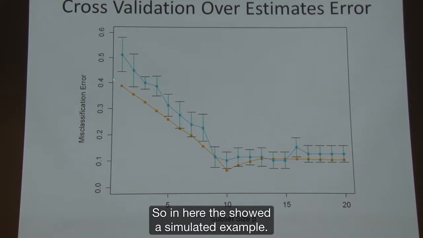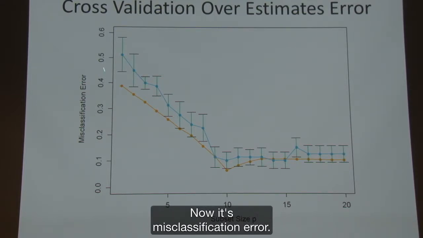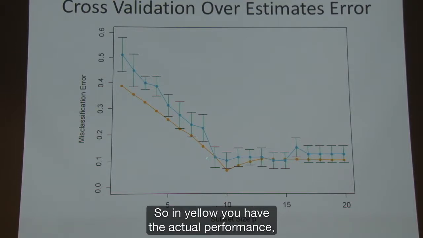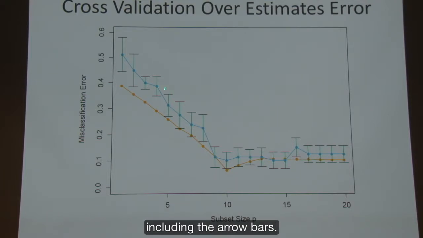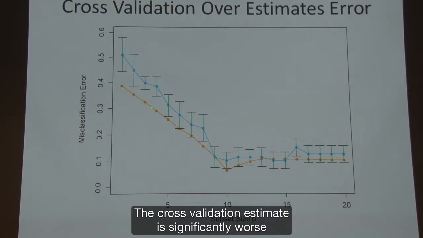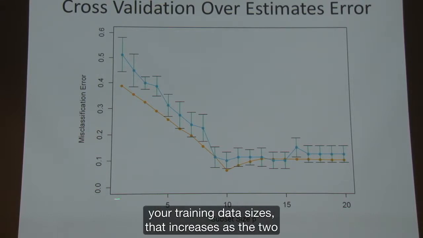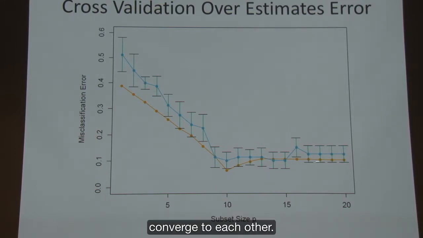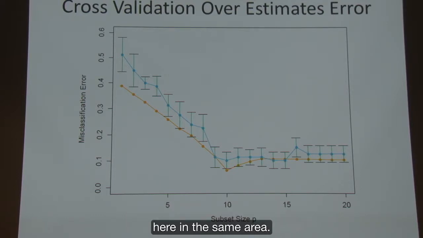Here they show a simulated example. In yellow, you have the actual performance. Now it's misclassification error, so now lower is better. In yellow, you have the actual performance, and here's the performance measured by cross-validation, including the error bars. And here you see this, right? The cross-validation estimate is significantly worse than the actual performance. But then as the subset size P here, your training data size, increases, the two converge to each other. And for us, the really important part is that the minimum of the two is in the same area. So that's nice.